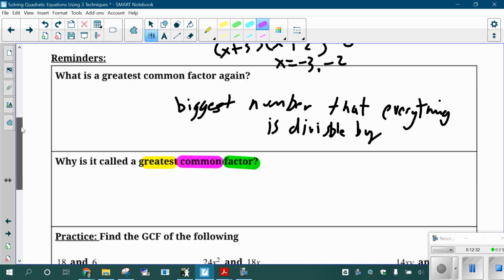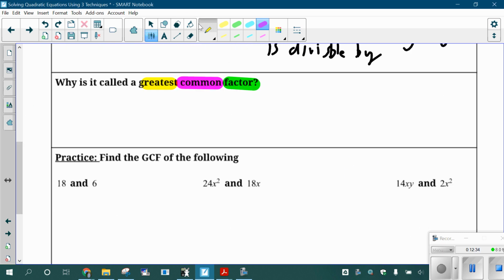Okay? And I hope this is all looking really familiar. What's the greatest common factor of 18 and 6? What's the biggest number you can divide them both by? You can divide them both by 6. What's the biggest thing these have in common? So we're going to have to do this 2 different ways. We're going to have to first think about the numbers. What's the biggest number you can divide 24 and 18 by? And you can use your calculator to figure this out. You're going to get 6. And then this has an x squared and this has an x.